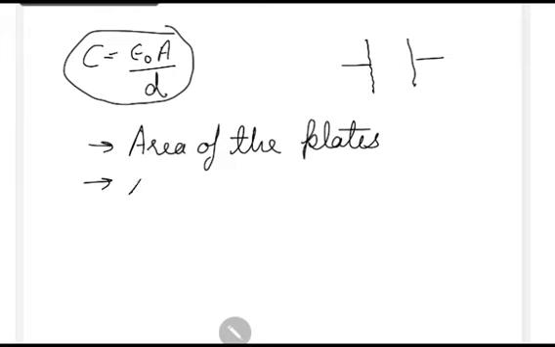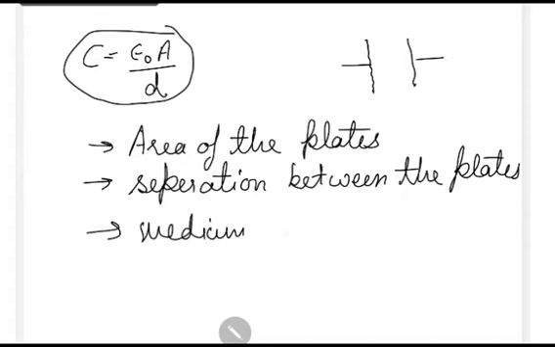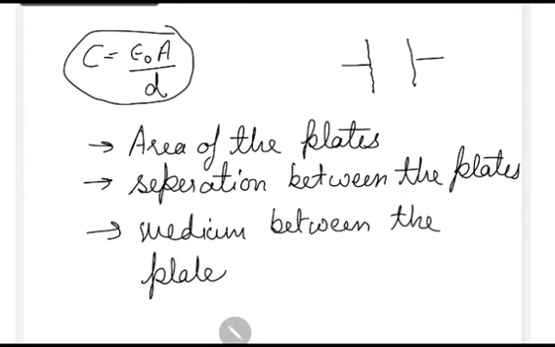Second, the separation between the plates. And the medium, this is epsilon naught. If we take any other medium, then we will take epsilon. So the third is the medium between the plates. So this is basically the capacitance of a capacitor.